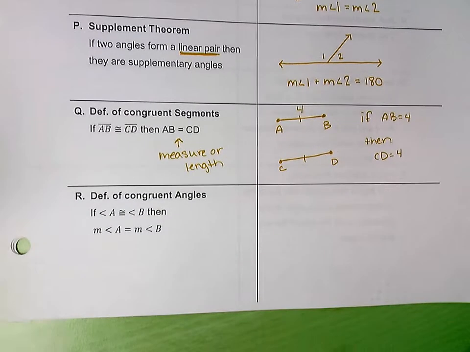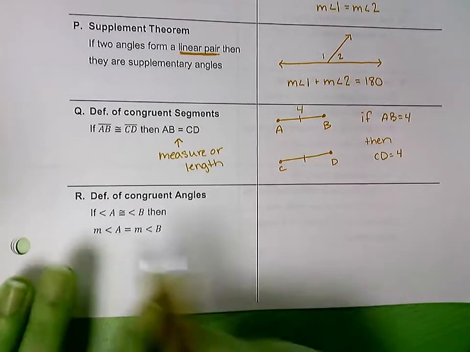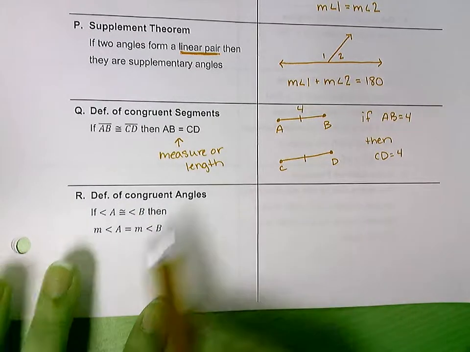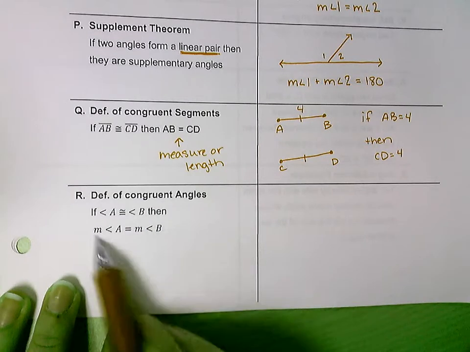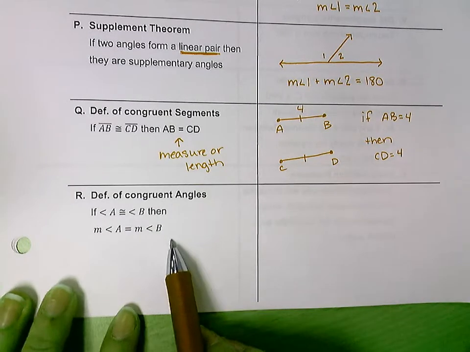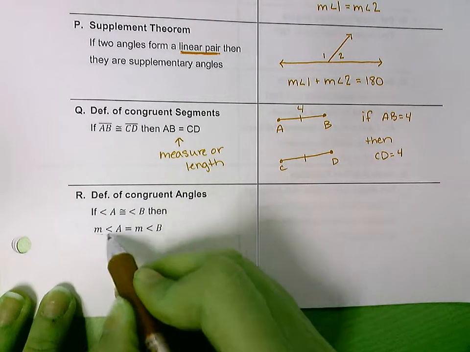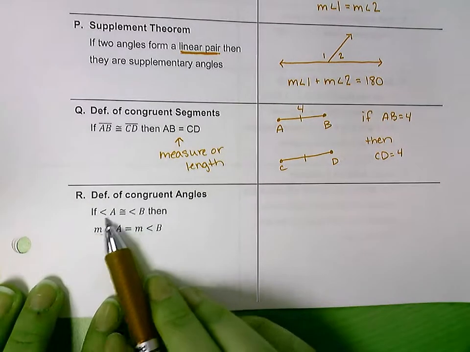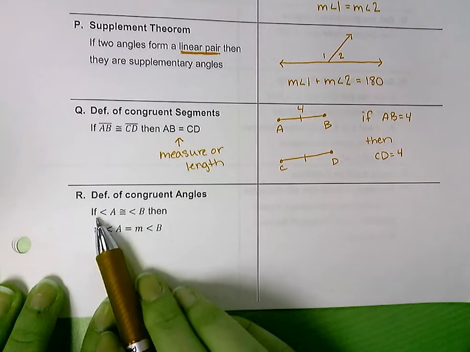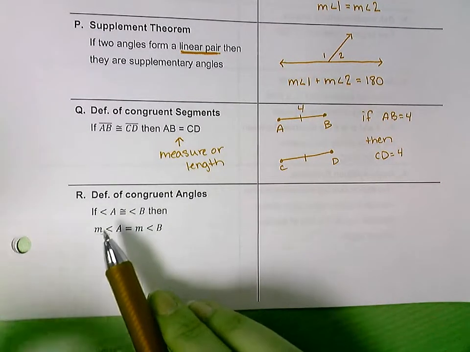We have the same thing with angles. If you have definition of congruent angles, you're going to switch between congruent angles and equal measures. With angles, this little m here means the measure of that angle. So you need to include that. When you're talking about congruency, you don't need to include the m.